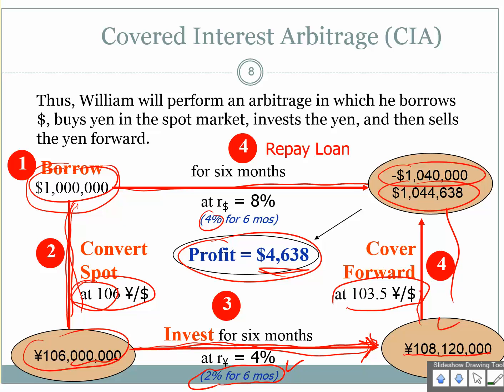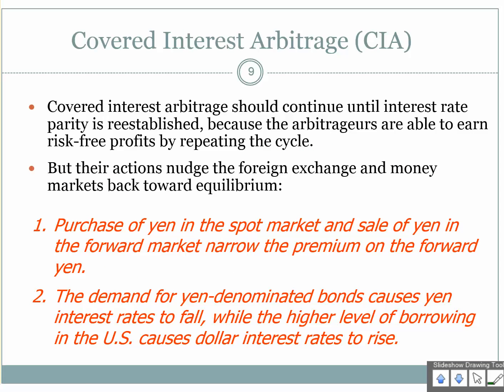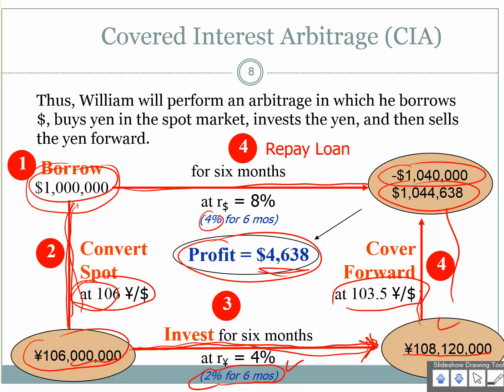However, that's going to destroy the whole strategy. By everybody finding this strategy, there's going to be pressure on all these rates to go against the strategy. If you keep borrowing, you're going to drive borrowing costs up in the US. If you keep buying the yen in the spot market, you're going to drive up the price of the yen in spot markets, so you're going to get less and less yen. If you keep buying yen bonds, you're going to drive up the price of yen bonds and drive interest rates of yen down. So that's going to go down again.